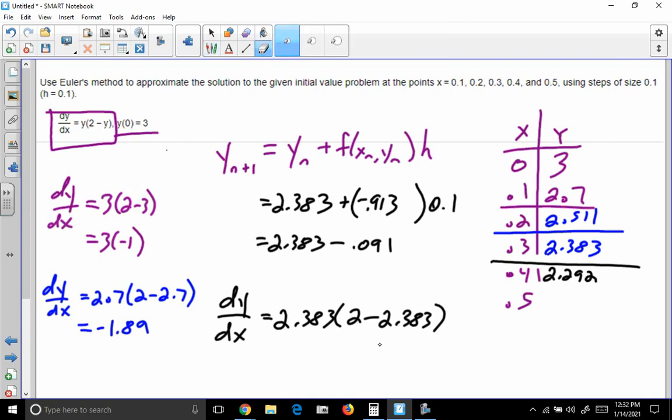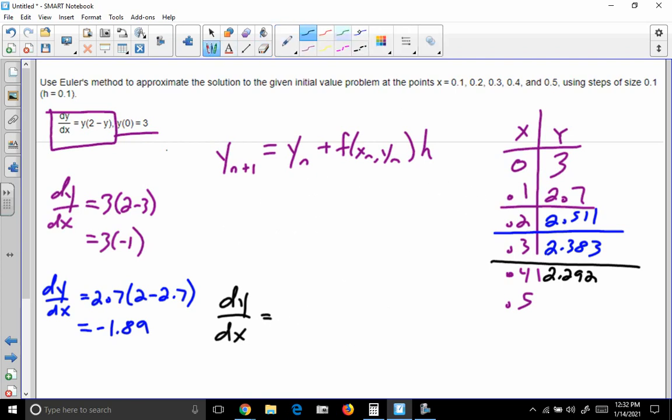And one more. To get from there to the next point, we're starting at a y value of 2.292. And we want to find out what our next y value would be. So that plus the slope at this point. The slope at that point is given by 2.292 times 2 minus 2.292.